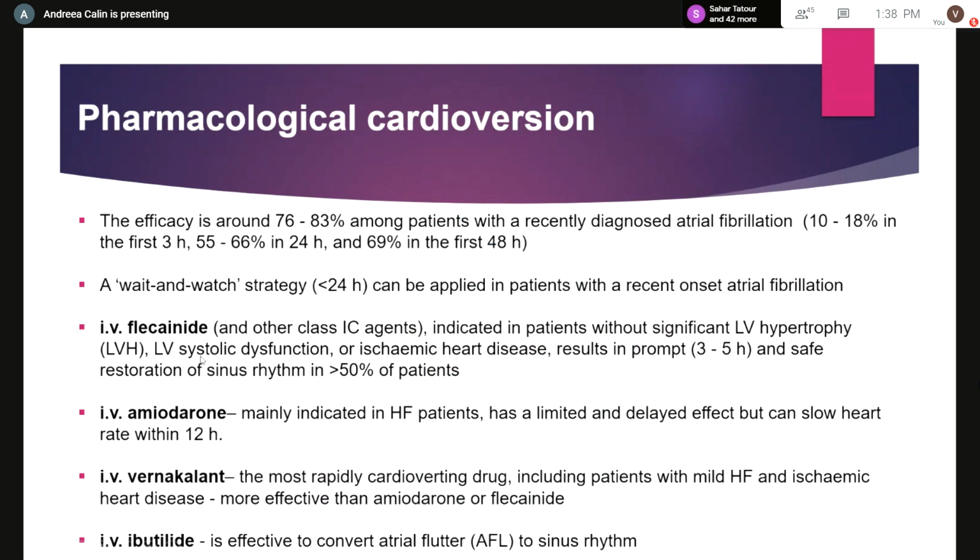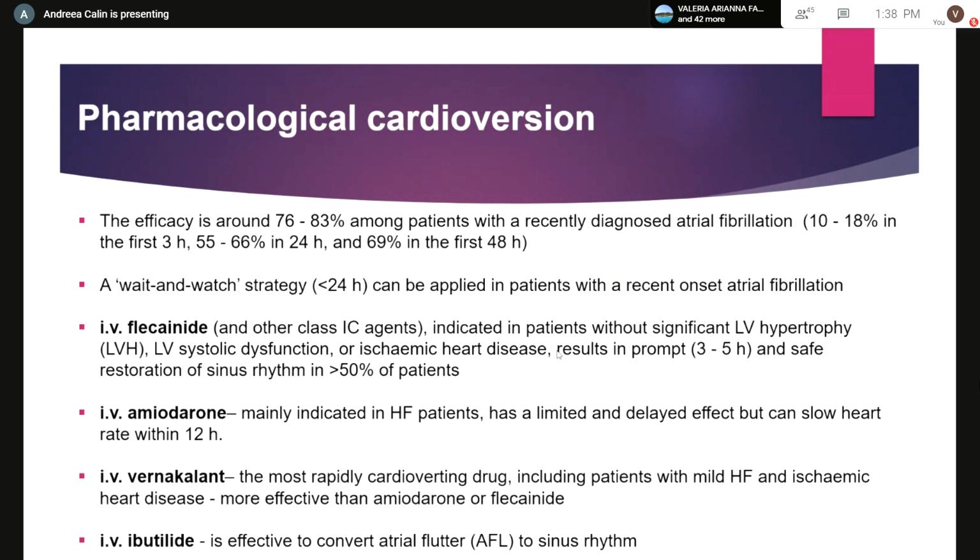What are the drugs that are used? Flecainide, amiodarone, vernakalant. These are the most frequently used in clinical practice. Flecainide is a class 1C agent that is indicated in patients without significant LV hypertrophy, LV systolic dysfunction, or ischemic heart disease, and results in prompt and safe restoration of sinus rhythm.